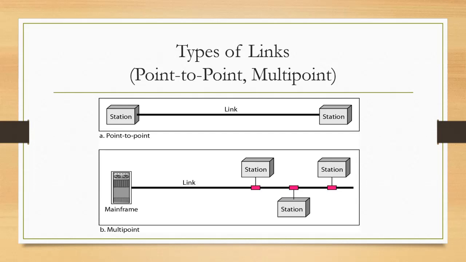Whereas the lower diagram shows multi-point links, where there is one server, which we call a mainframe as well, and there are various stations. All these stations are connected to a single link, and in turn, it is connected to the mainframe through the same link. This is known as a shared link, and this communication is known as multi-point communication.